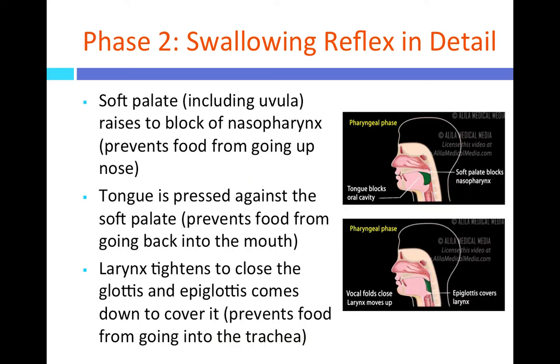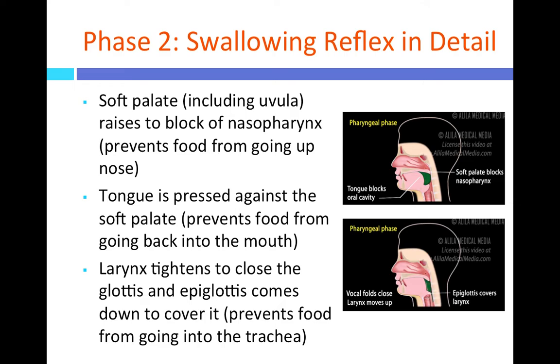Because we have 3 parts of the pharynx, we need to seal off the parts of the pharynx that we don't want food to go into. So this means our soft palate, which includes the uvula, is going to go up. This is going to block off the nasopharynx because we don't want food going up into our nose. We're also going to have our tongue press against the roof of the mouth in order to prevent food from going back into the mouth. Then thirdly, the larynx is going to tighten so that the glottis is closed. The epiglottis comes down over it, and this is going to prevent food from going into the trachea.